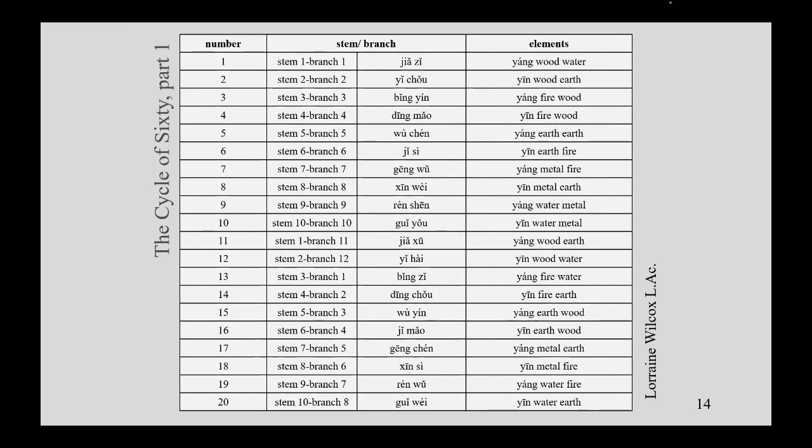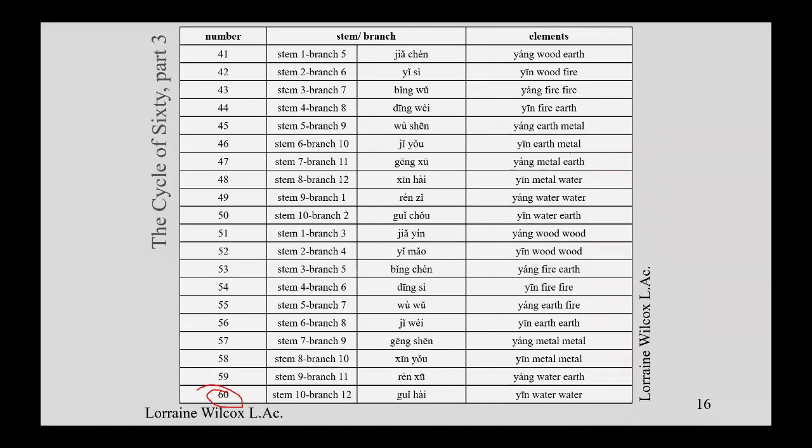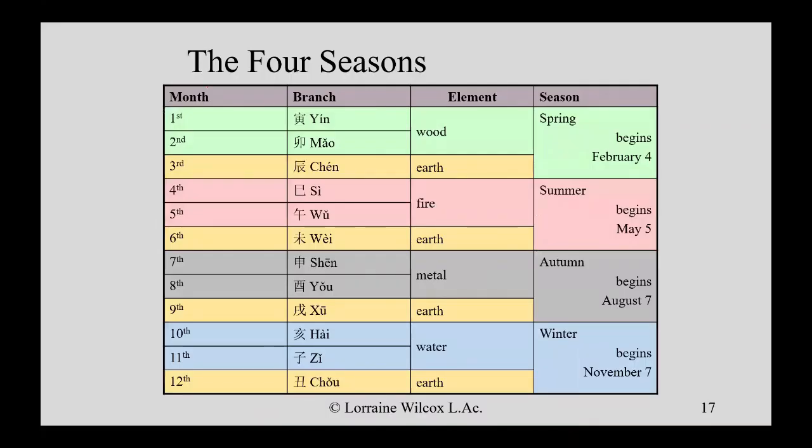Yin only combines with yin. So yin stems with yin branches, yang stems with yang branches. You never have a yin and yang pair in this system. So there's that.